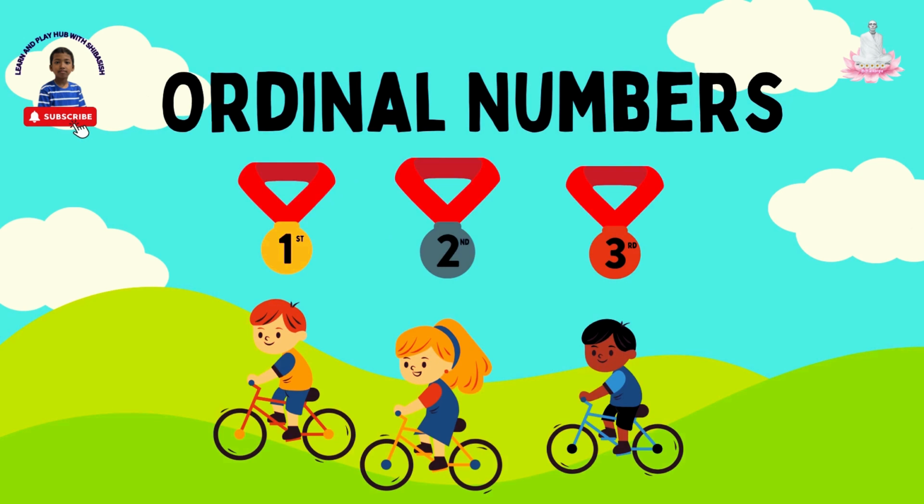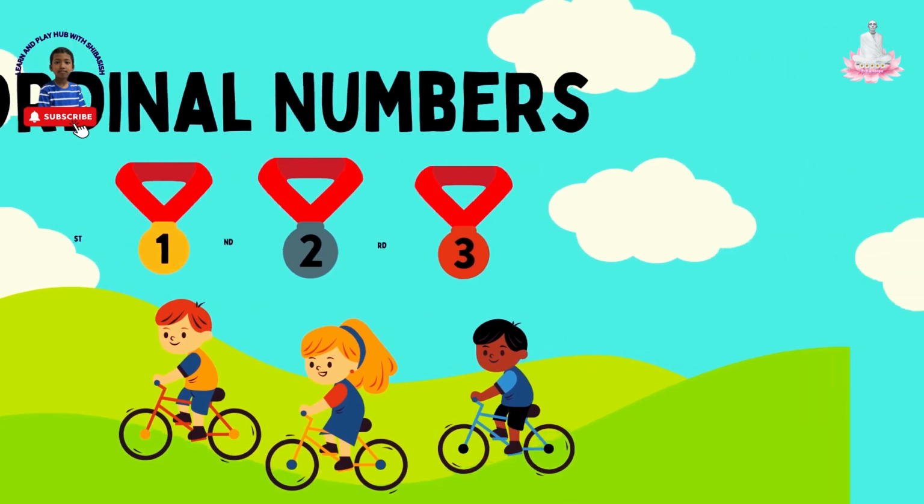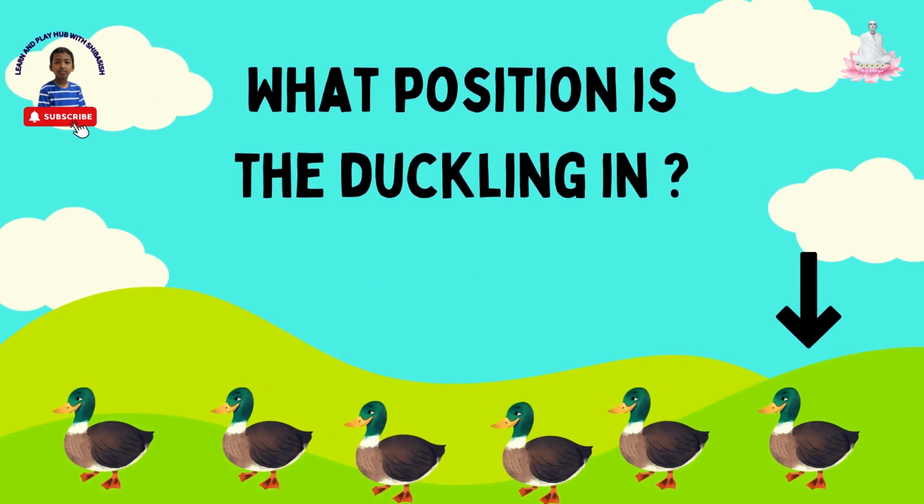Ordinal numbers: first, second, third. What position is the duckling in? The answer is sixth position the duckling is.